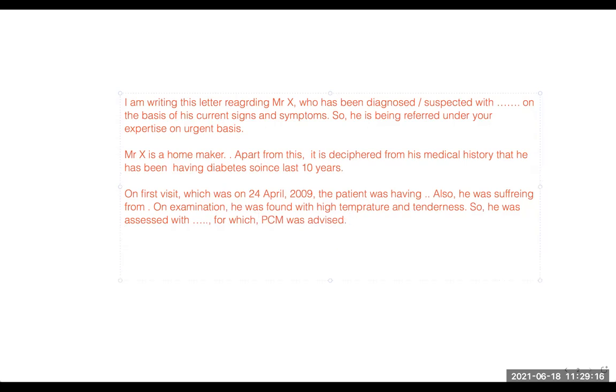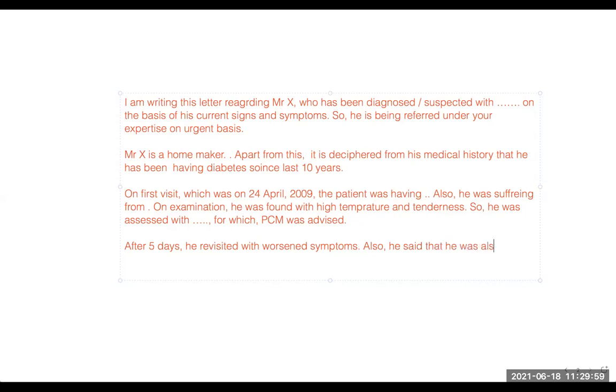Then after 5 days, suppose the visit is after 5 days and that is his second visit. After 5 days, he again revisited and complained of the same problems. Okay, he revisited. You can also write it this way: he revisited with worsened symptoms. Also, he said that he was also having.